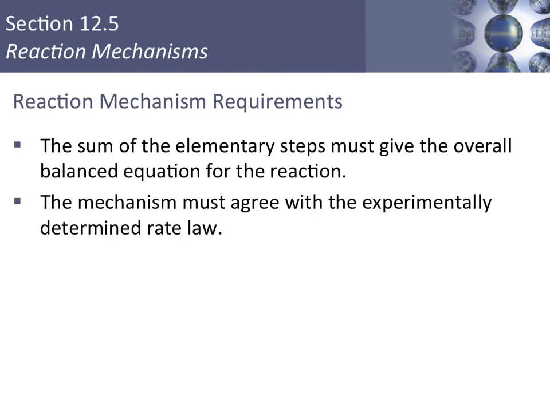So if we're looking at a reaction mechanism to describe an overall reaction, it has to meet these two requirements. We have to take the elementary steps and add them together, and it must give us the overall reaction that we're looking for. And then the mechanism must agree experimentally with the determined rate law. In previous sections of this chapter, we talked about how to experimentally determine the rate law. The rate law for the rate determining step must agree with that rate law.